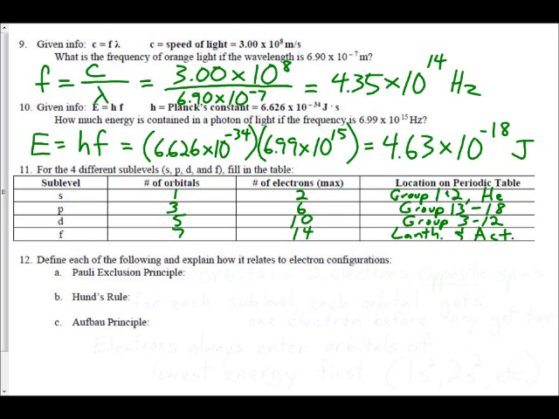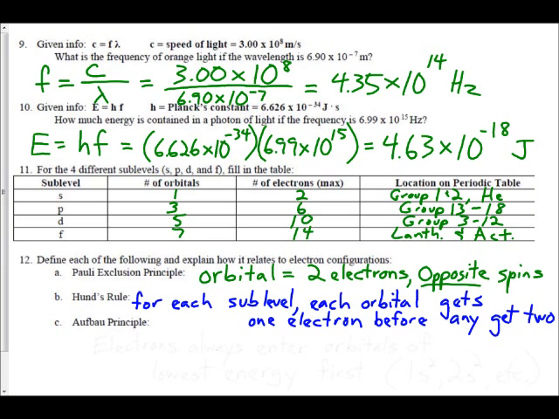Now, these are your 3 rules as they relate to electron configuration. The Pauli exclusion principle says that each orbital can only hold 2 electrons at most, and they have to have opposite spins. So your arrows need to be going in opposite directions, one up and one down. Hund's rule says that for each sublevel, each orbital gets 1 electron before any get 2. So if I have 3 p orbitals, I have to put 1 arrow up in each one before I can go back and put an arrow going down.